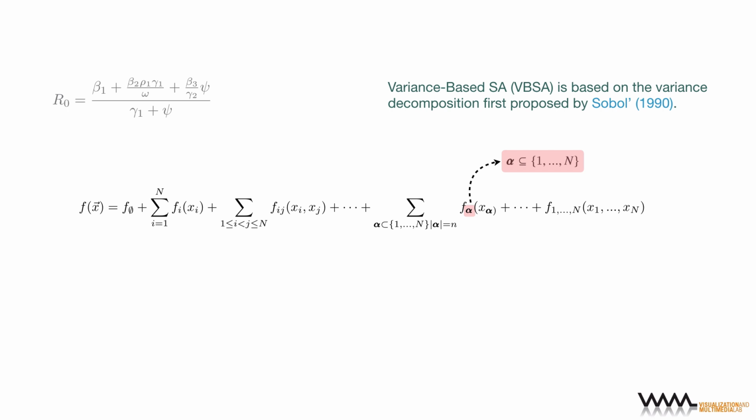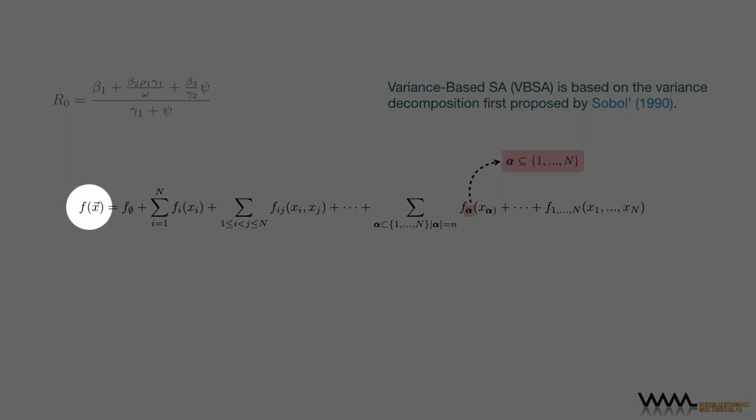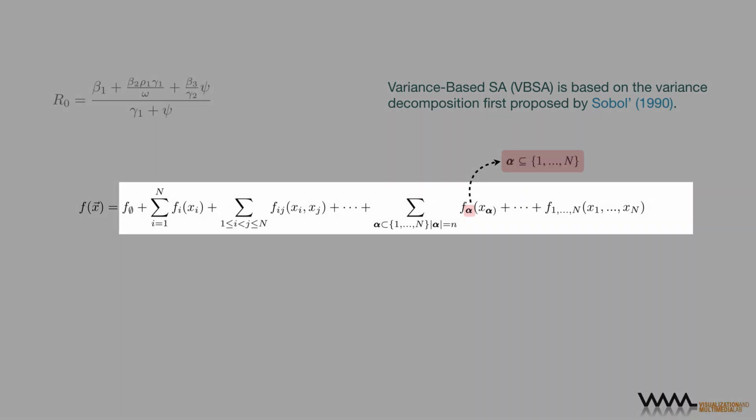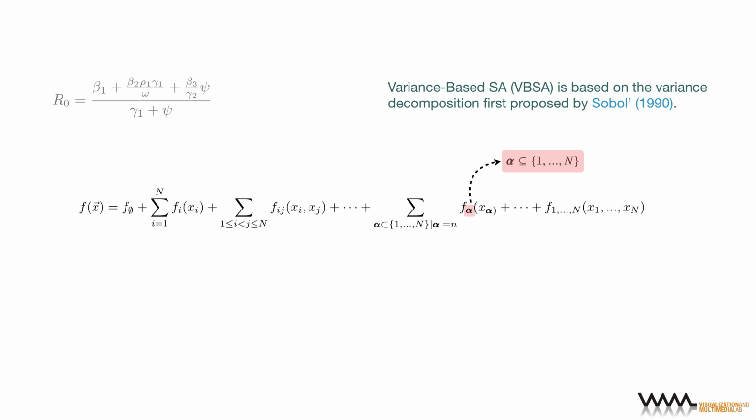It decomposes a square integrable multidimensional function f into a sum of subfunctions. Each subfunction f_alpha only depends on a different subset of the n input variables contained in alpha. Given the total variance of the function as D, we can split it up into a partition of variances V_alpha. Then normalizing V_alpha by the total variance D, we get sensitivity indices, or Sobol indices, S_alpha.